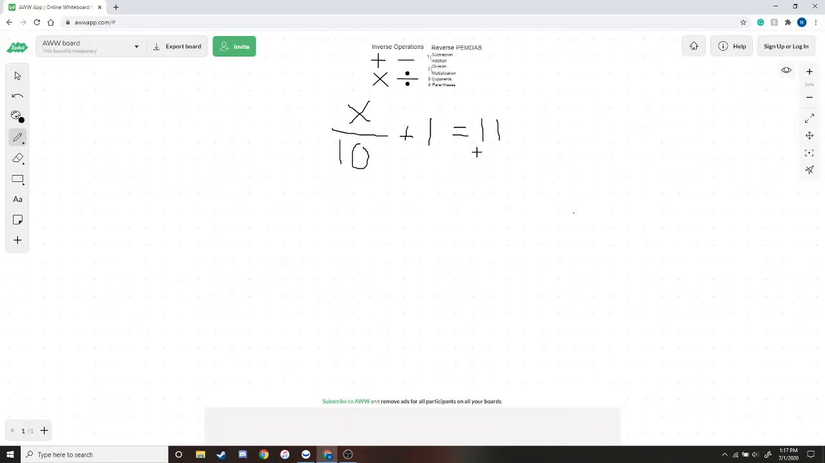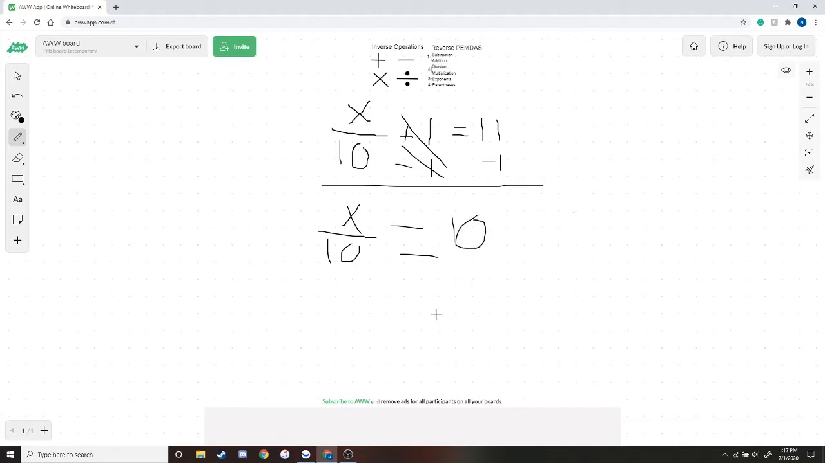For an equation like this, x over 10 plus 1 is equal to 11, first we need to move this constant according to reverse PEMDAS. So to get rid of this constant, we need to subtract 1 on both sides. So we end up with x over 10. The plus 1 and the minus 1 cancel out. So it just equals 11 minus 1, which is 10.